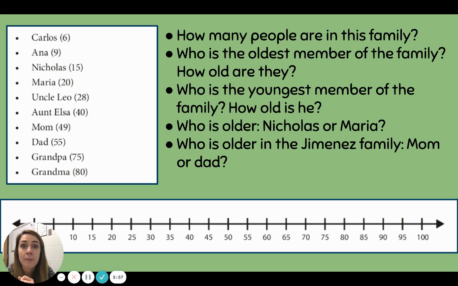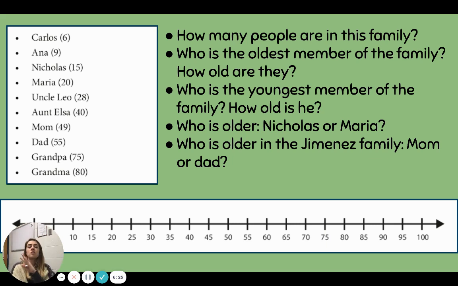I see that it's Grandma. I see that Grandma is 80. So I'm just going to write that real quick. Okay. Now I want you to look and figure out who is the youngest person in the family and how old is he? Who's the youngest? All right. So I see that Carlos is 6, and so he's the youngest.